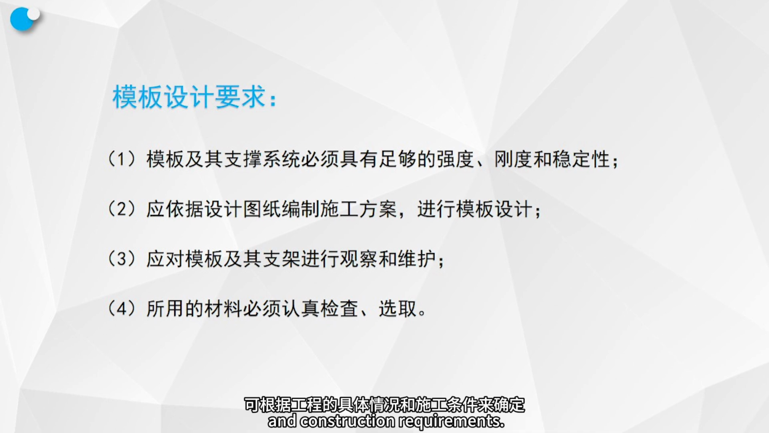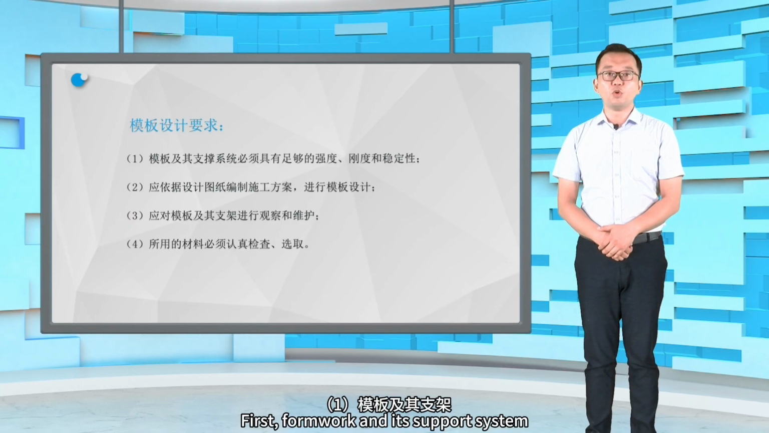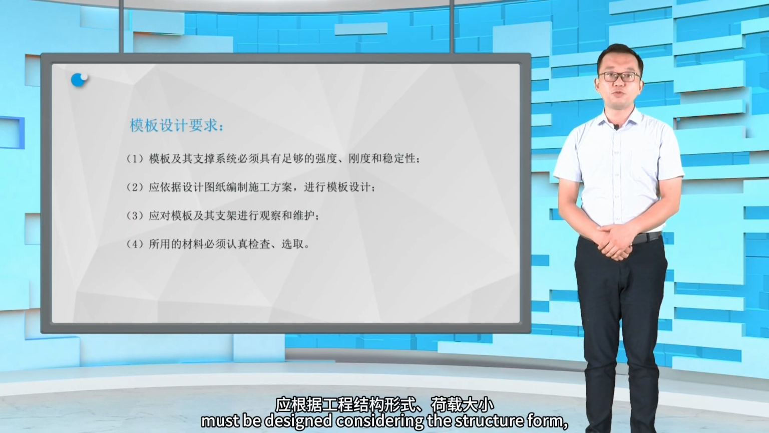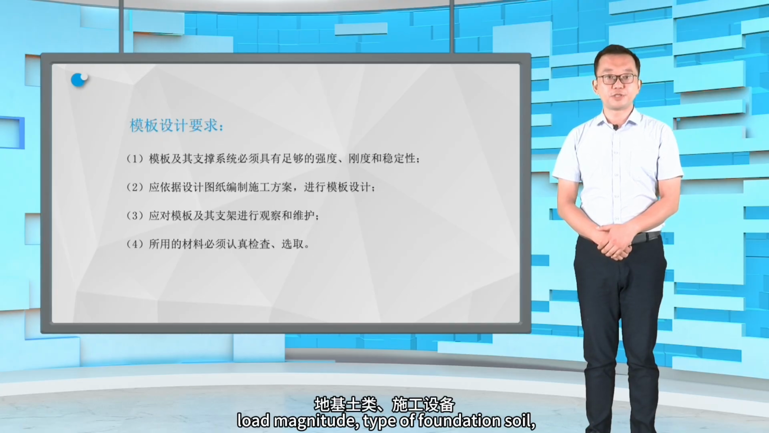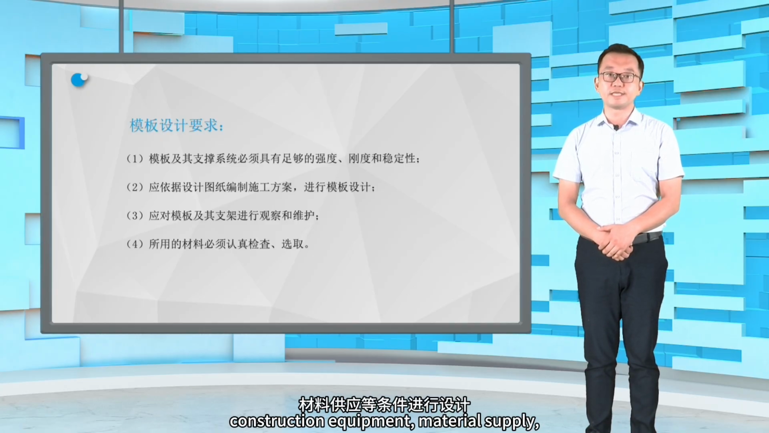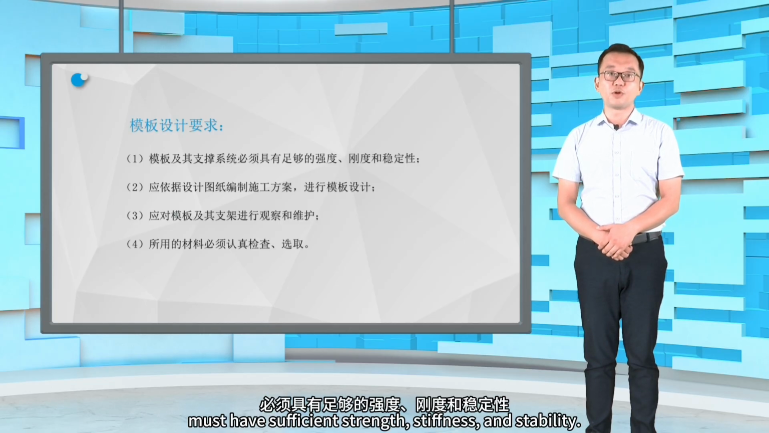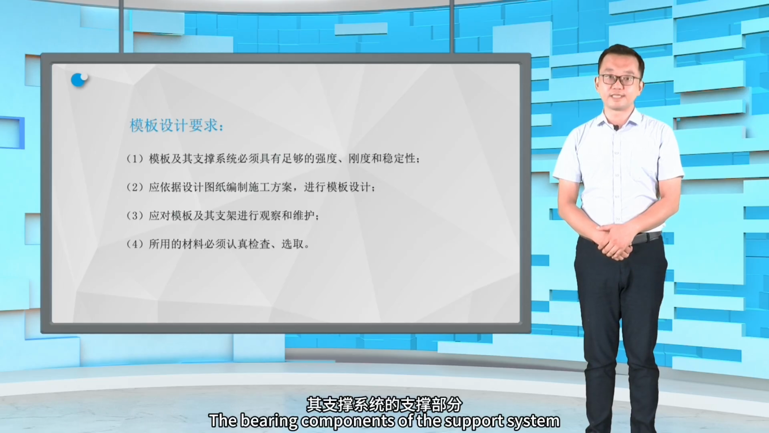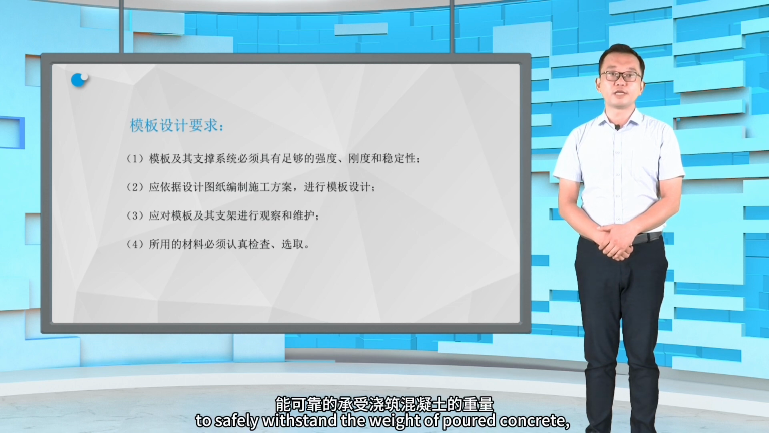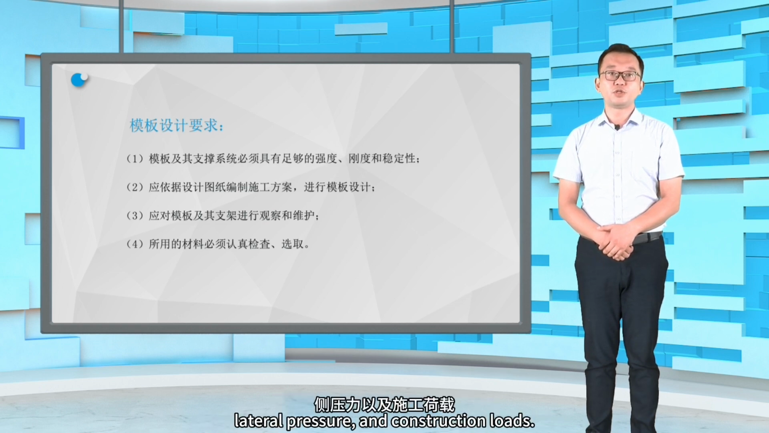Formwork design requirements include: first, formwork and its support system must be designed considering the structure form, load magnitude, type of foundation soil, construction equipment, material supply, and other relevant conditions. The formwork and its support system must have sufficient strength, stiffness, and stability. The bearing components of the support system must provide adequate bearing area to safely withstand the weight of poured concrete, lateral pressure, and construction loads.